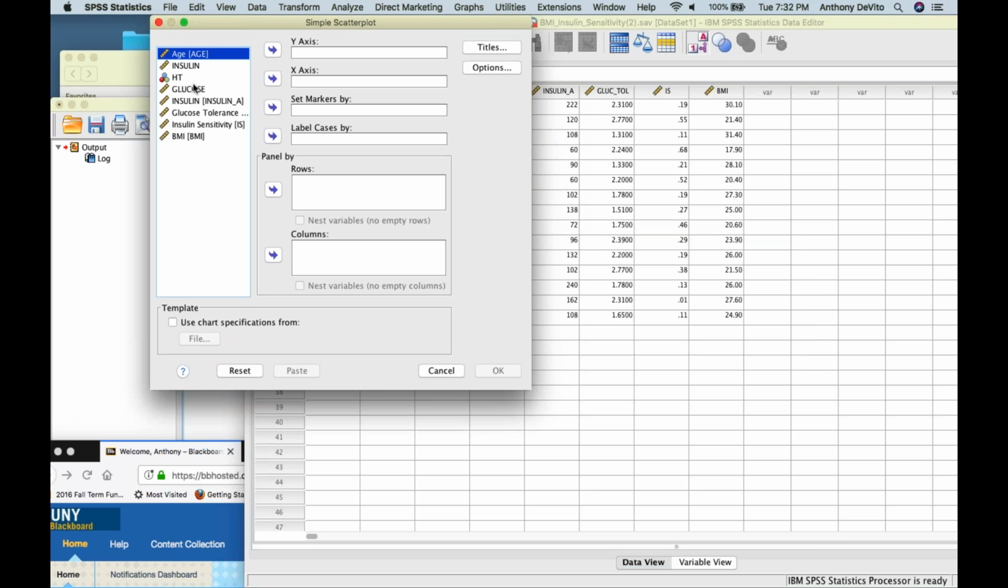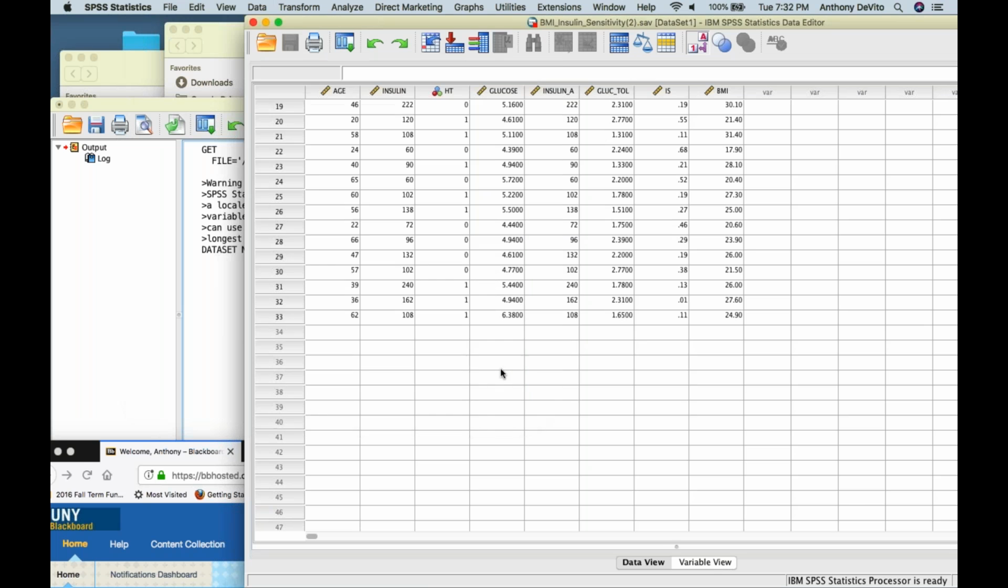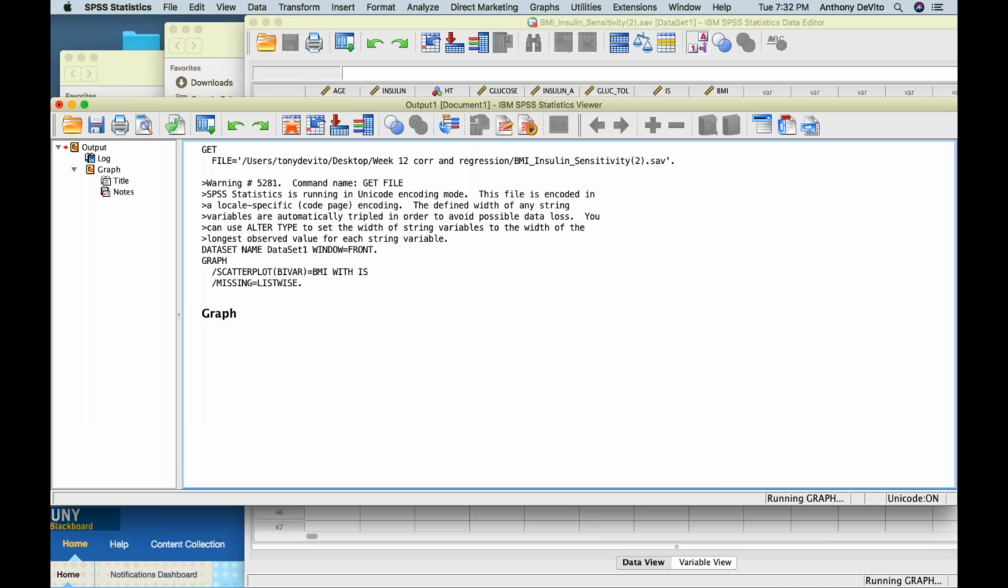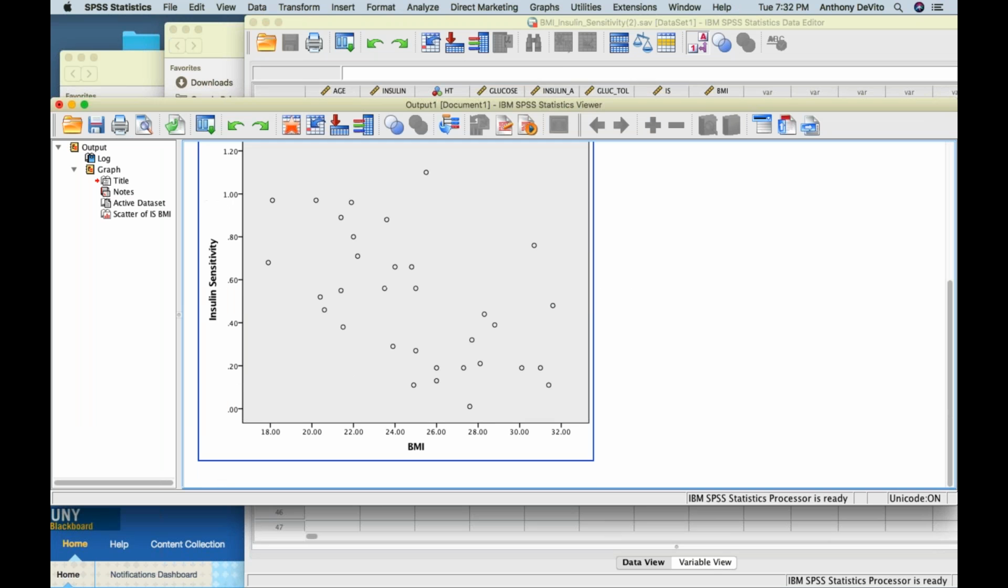So I can move either one into either axis. I'm going to get into the habit, though, of putting the one that I think is the cause, or the independent variable, BMI, into the x-axis, and having the dependent variable or the result, which is insulin sensitivity, in the y-axis. And then I'm going to click OK just to get a quick look at this. Okay, that's what I've got.